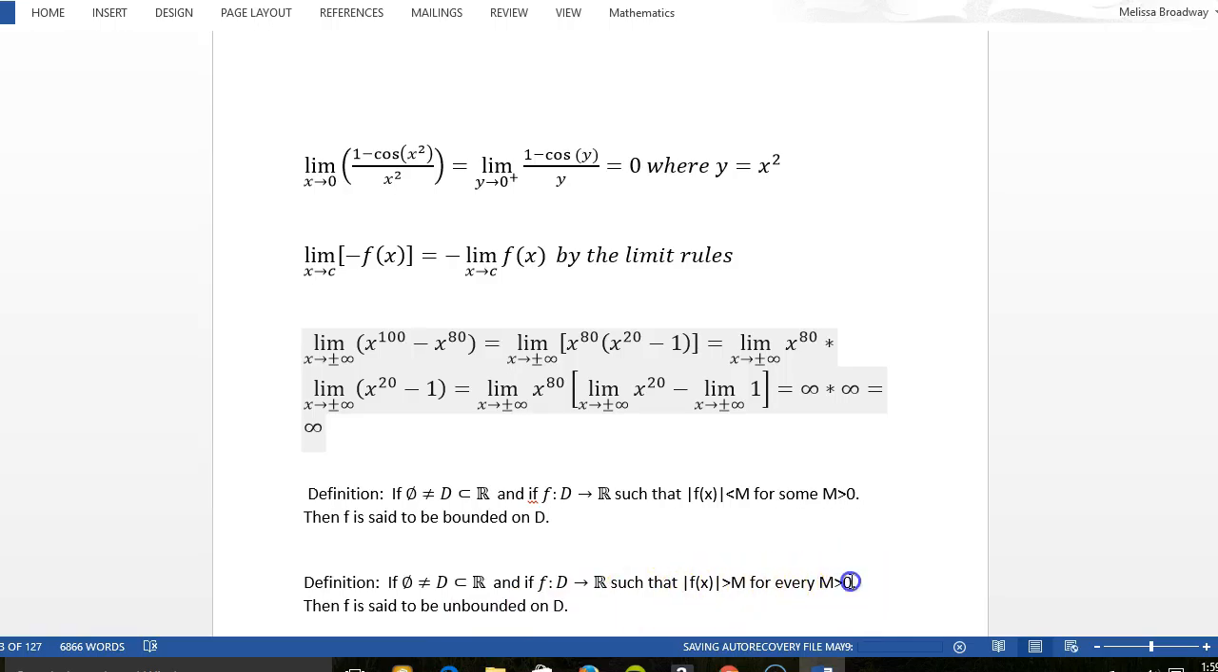And you know what? My unbounded definition needs adjustment.